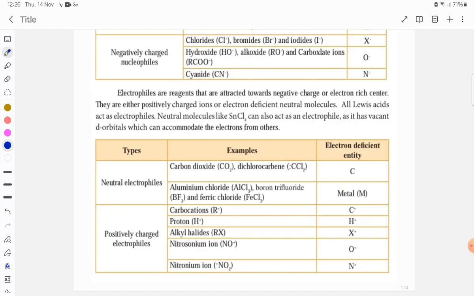In general, nucleophiles are electron rich centers, whereas electrophiles are electron deficient centers. Nucleophiles have two types: neutral nucleophiles and negatively charged nucleophiles. Similarly, electrophiles are classified into neutral electrophiles and positively charged electrophiles. In our next class we are going to discuss inductive effect, electromeric effect, and resonance. Okay students, thank you.